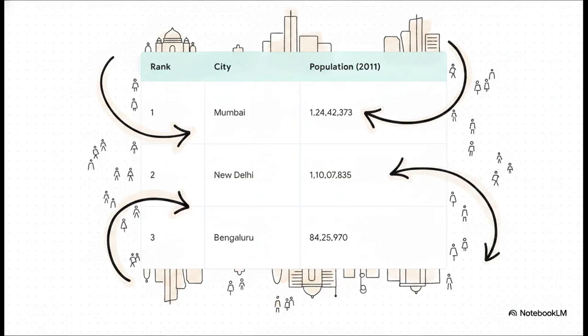That's over 1.24 crore. New Delhi was right there at 1.10 crore, and Bangalore, even though it was a bit smaller back then, was still a massive 84 lakhs. When you're looking at these digits, remember they aren't just ink on a page. Every single unit represents a human life, a family, a story. Honestly, that's the true power of understanding scale.